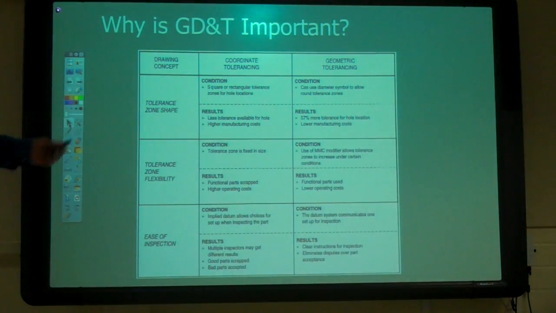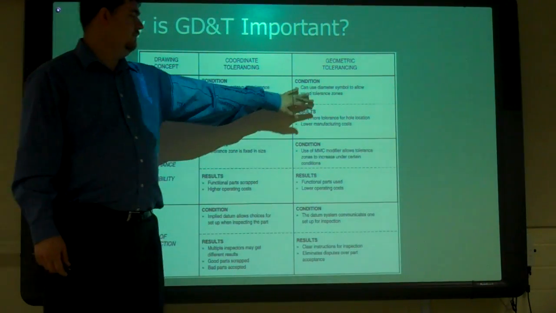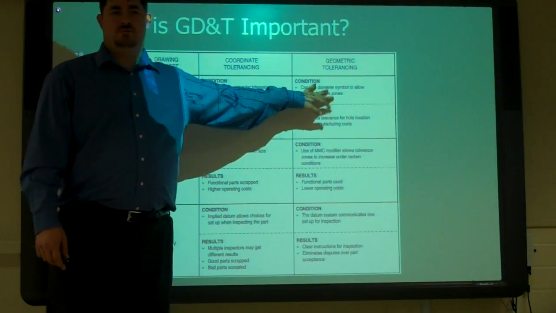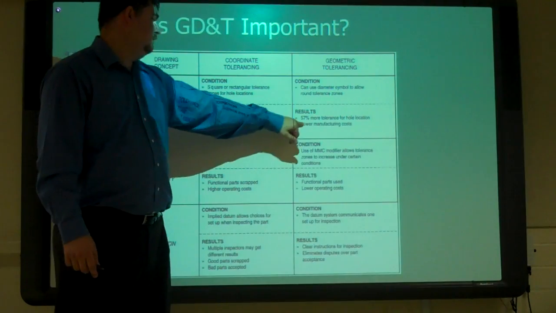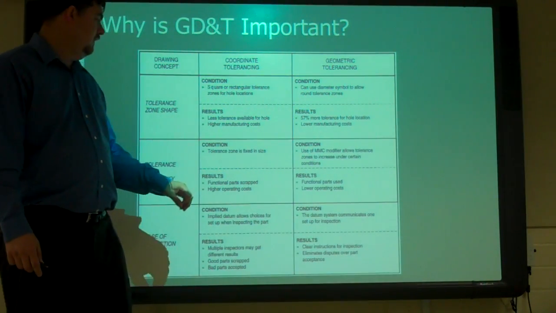So, a little list of why GD&T is important. Here we talked about the shape of the zone. We have round zones, more than just position. We'll talk about some more of those later. So 57% more tolerance zone. Oh, so 57.9, 60%.